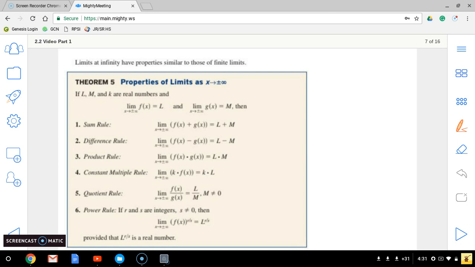The power rule: if r and s are integers, then we have the power r divided by s, and the limit would then be L raised to r divided by s, provided that L to the r divided by s is a real number.